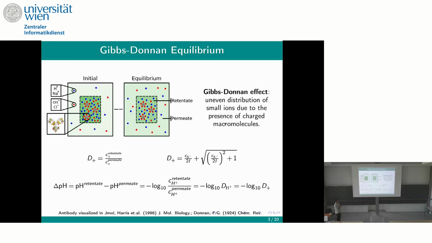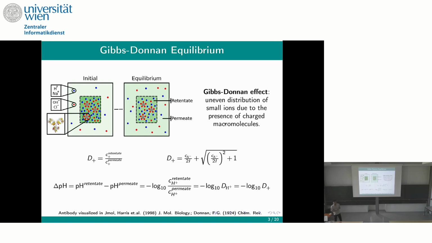So we talk in terms of this ratio of concentrations. We describe it as the distribution ratio, capital D. This is the expression derived by the Donnan-Gibbs theory, and it actually says that this distribution ratio depends on two main factors. One is the concentration of the charges in the protein, and the second is the ionic strength.